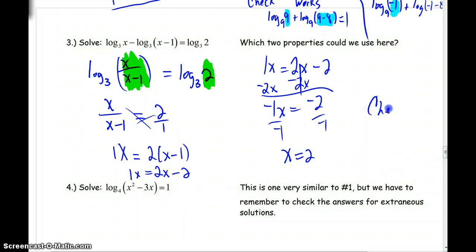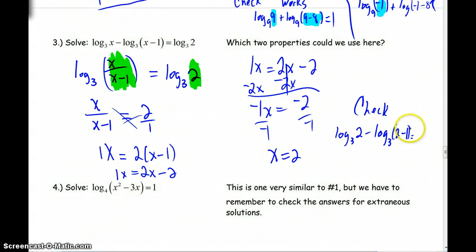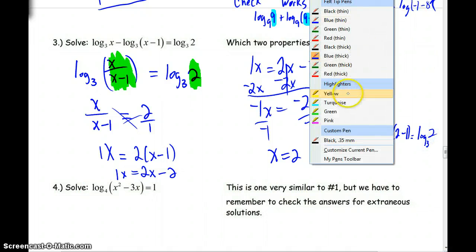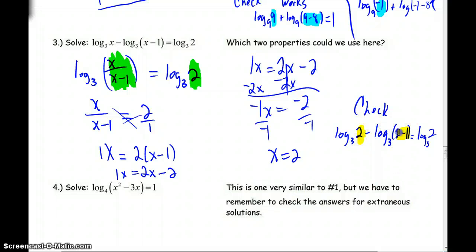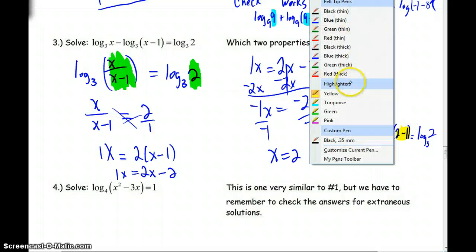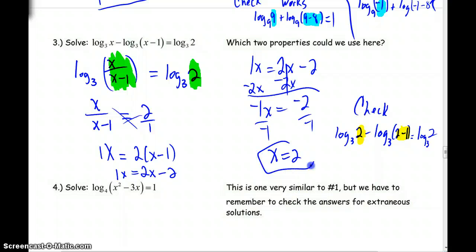But we should go through with a check. Write down the original problem and make sure that when you plug in a 2, you're actually getting all positives inside. You know what? We are. Of course, we could even go further, but as long as you see that you're getting positives inside here, this works. It's going to be good.